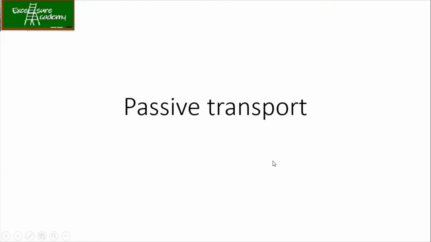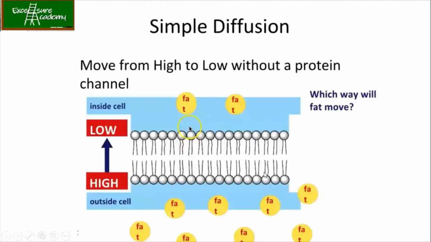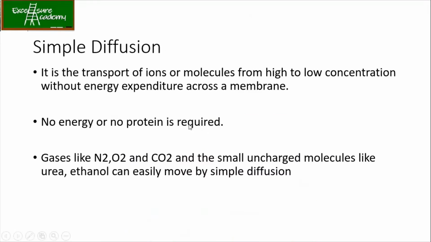Now let's talk about the passive transport. Okay. So passive transport, as already mentioned, is the transport of molecules down the concentration gradient without using energy, that is ATP. So simple diffusion, again same thing. To move from high to low without a protein channel. Okay. So here, whatever molecules you have move from high concentration to low concentration. Okay. Now it is a transport of ions or molecules from high to low concentration without energy expenditure across a membrane. So no energy, no protein is required, and molecules like N2, nitrogen gas, oxygen, CO2 can easily move.